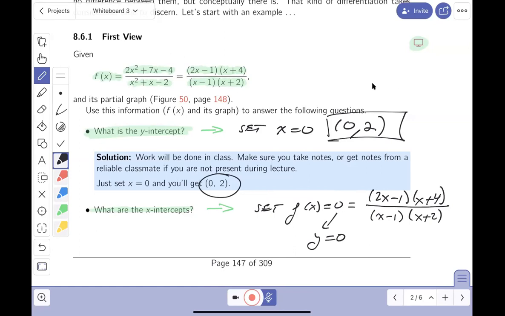Now, what x would make it 0? The only x that would make this equal to 0 is if the top becomes 0. And the top becomes 0 when x is minus 4, provided the bottom is not simultaneously 0. And at minus 4, the bottom is not 0. So I got one x-intercept now. And what's it going to be? Minus 4, comma 0. Now there's another one. What's the other one going to be? When does 2x minus 1 become 0? When x is a half.